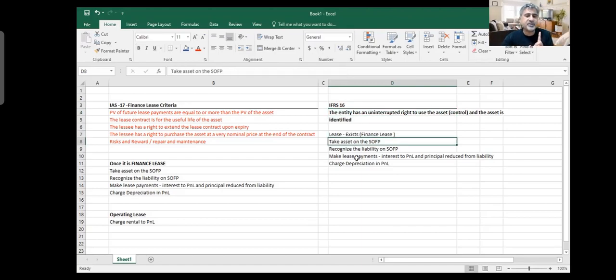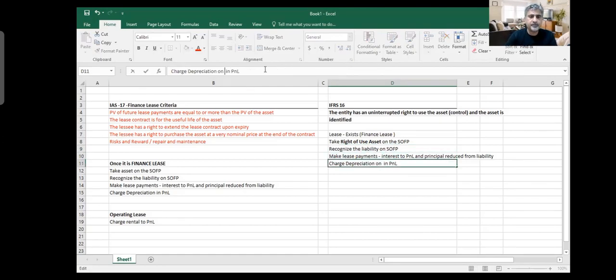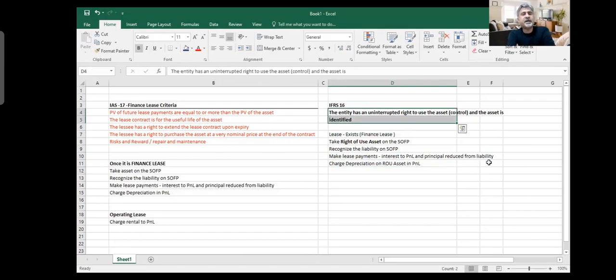Take the asset on the statement of financial position, and here I would say not asset, take right of use asset. Now, this is the new terminology which has come in with IFRS 16. It never existed before. You don't call it asset because it does not belong to me. I'm not the legal owner of that, but I have a right of use asset. Recognize the lease liability, make the lease payments, and charge depreciation on the ROU, right of use asset, in your P&L. So now, if I consider the simplified definition, a lot of the assets which have been used by different companies for many years are going to be classified as assets now. Like you had premises. It was not on your balance sheet. Now it is going to go to your balance sheet.